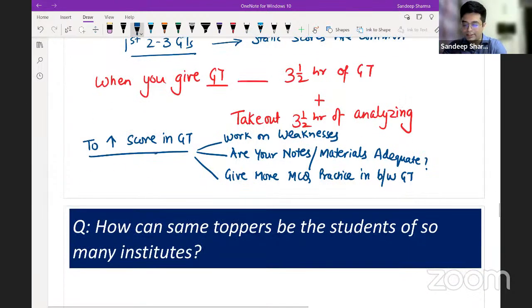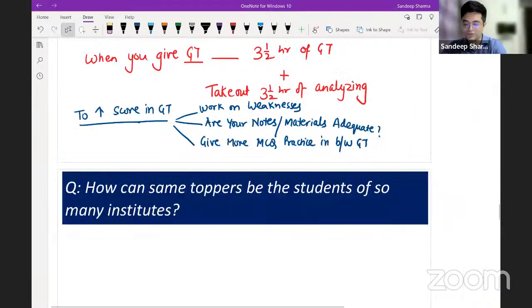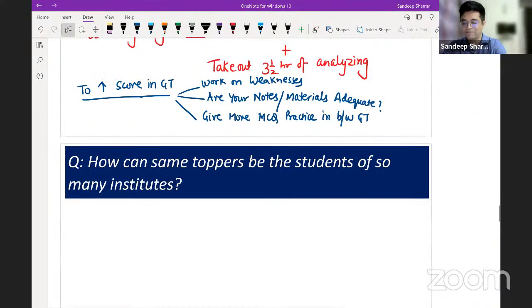So the next question again, this goes to Dr. Rahul. Sir, how can the same topper be the student of so many institutes? See, frankly, sir, it is not related to our discussion per se, but we keep getting this kind of thing. And there are some important messages here for certain students. Sir, your take on this, sir.